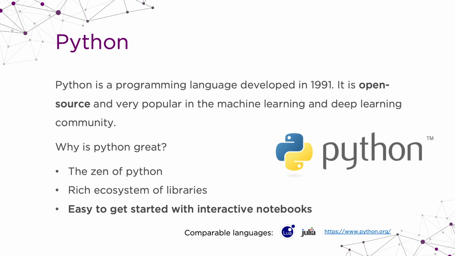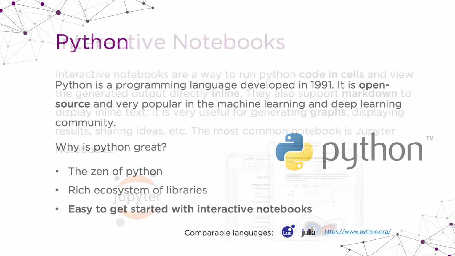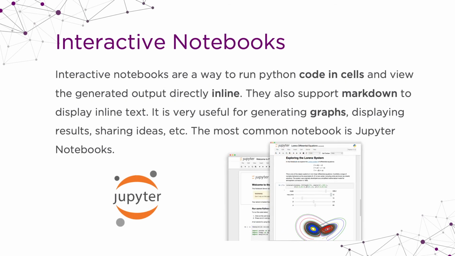So the nice, great thing as well about Python is that it's really easy to get started with interactive notebooks. So let's talk a bit about what interactive notebooks are. An interactive notebook is a way that you can display your Python code in cells and then have the results displayed in line. So here's an example of what this typically looks like. And again, a very popular interactive notebook that uses Python is the Jupyter Notebook. So you're going to get more and more familiar with Jupyter Notebooks and how they work.